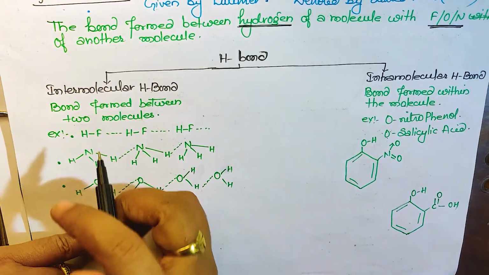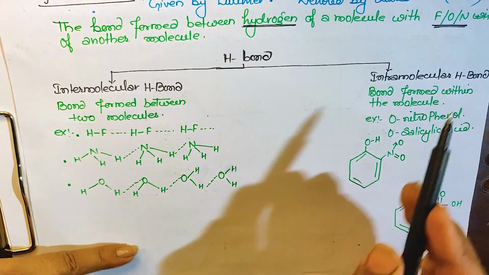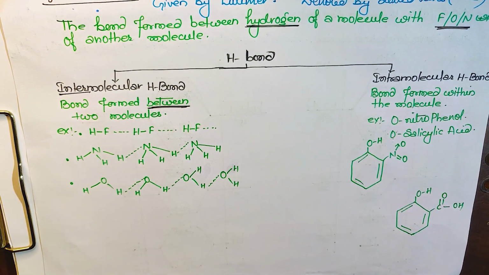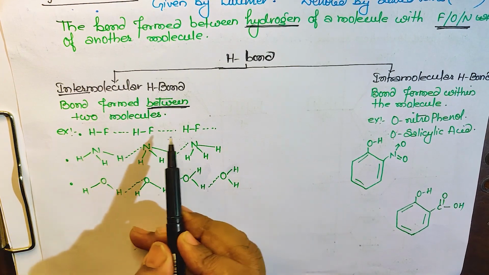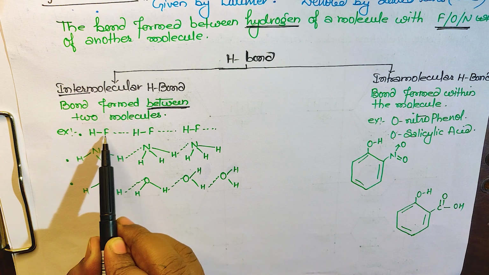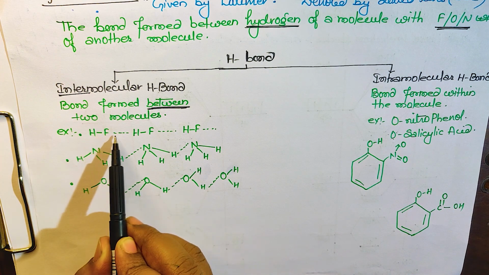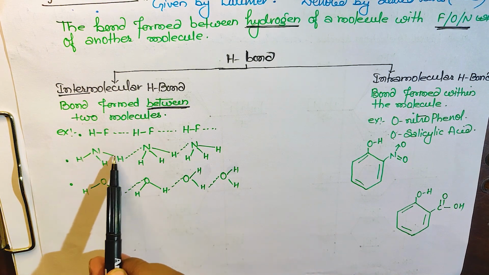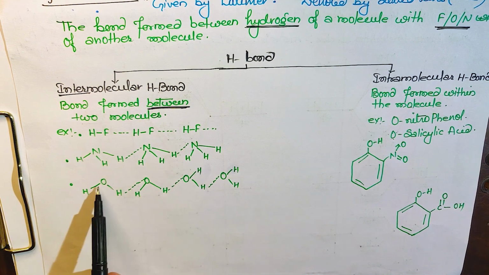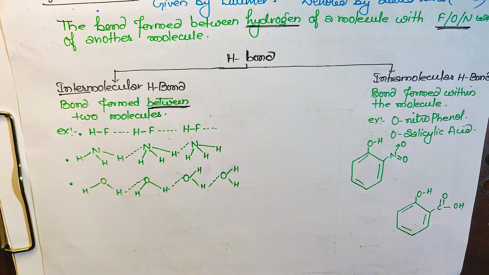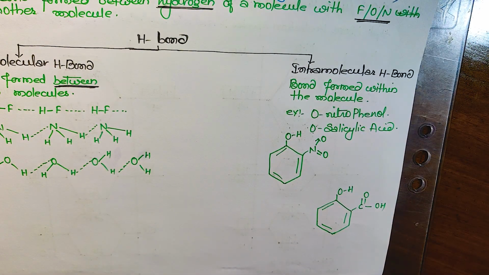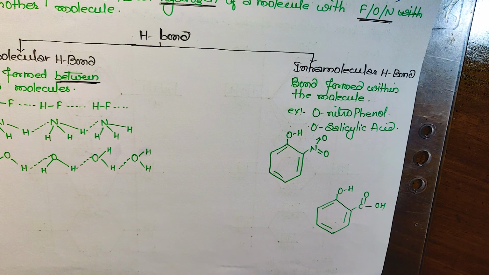So hydrogen bond is of two types. One is intermolecular hydrogen bond, another is intramolecular. Inter means between two molecules, like HF. One F of this molecule is hydrogen bonded with the hydrogen of another molecule. Similarly, you can see nitrogen and hydrogen of another. So this is intermolecular hydrogen bonding. That means the hydrogen bond should be between two molecules. And intramolecular hydrogen bonding means the bond will be formed within the same molecule.